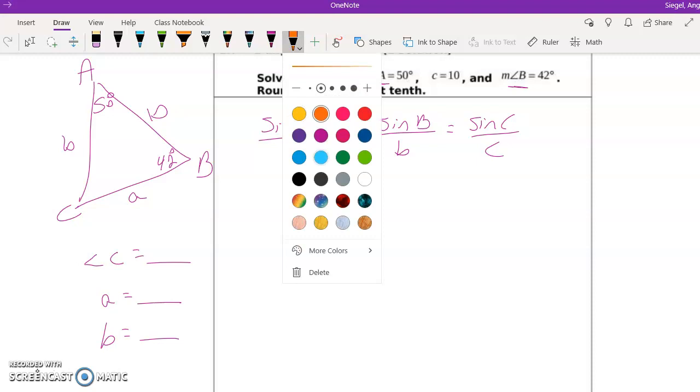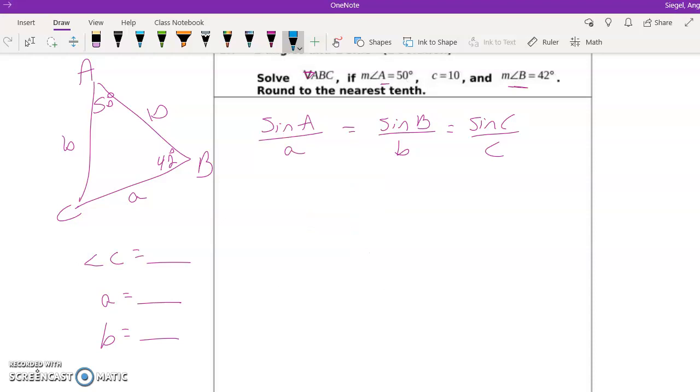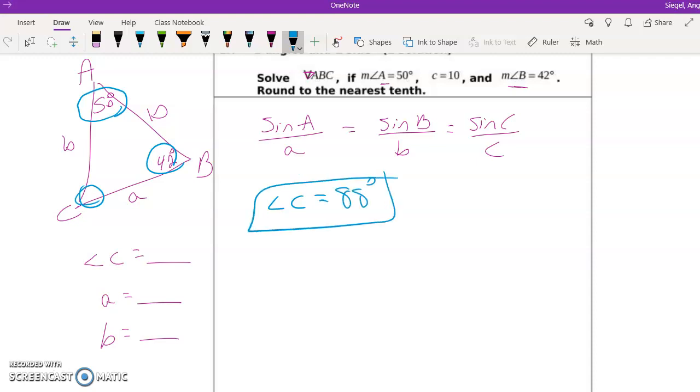From here, I want to think about a game plan. Even if we don't have a right triangle, I know that all three of these angles add up to 180. So let's figure out what angle C is. Go ahead and do that. You should have angle C equals 88 degrees, because 88 plus 42 plus 50 gives you 180.